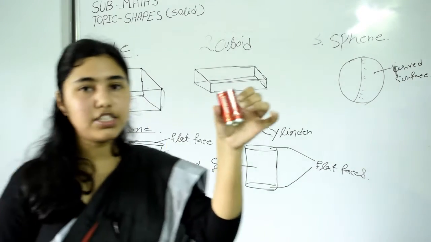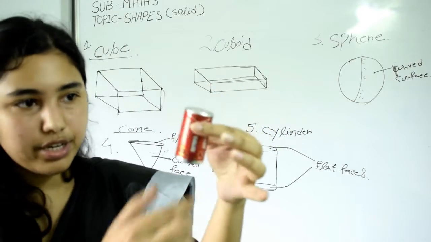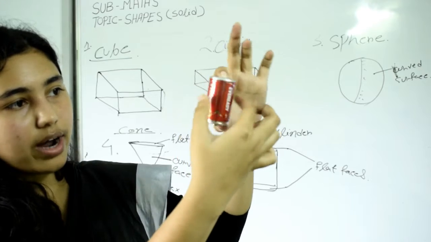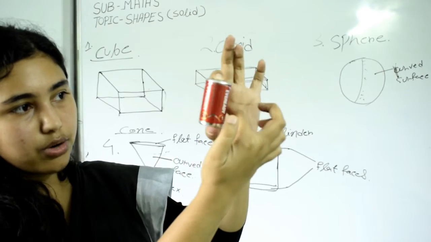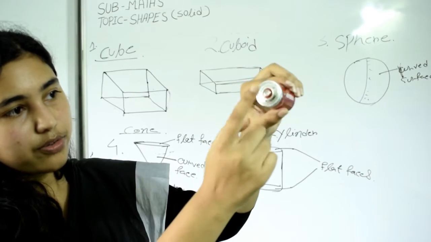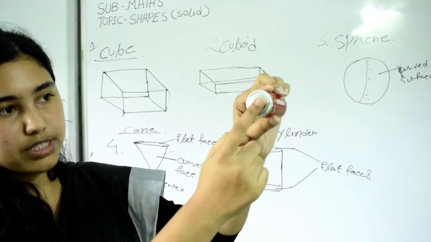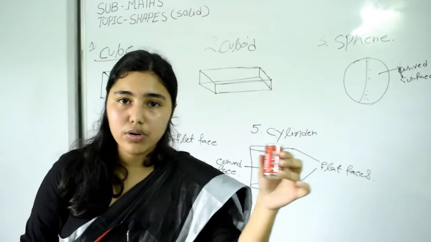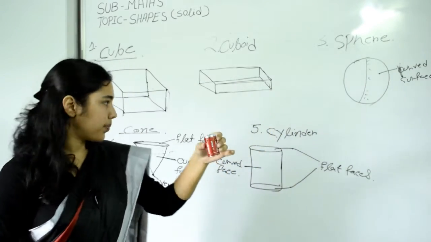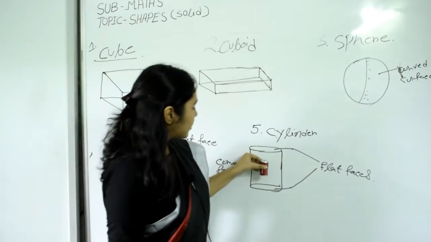Now tell me the shape of this battery. Okay, here this battery has one curved surface, this one, and two flat surfaces with no vertex. Okay, so this is an example of a cylinder.